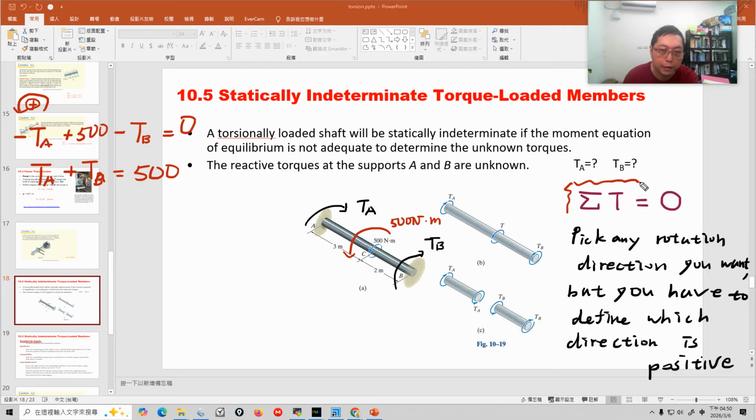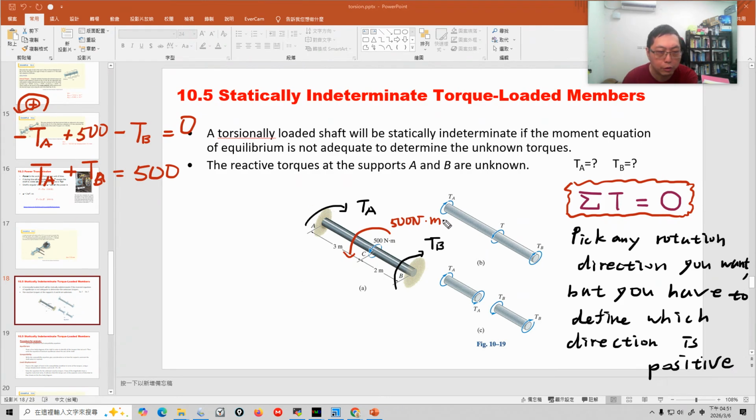After rigid body equilibrium, we only have this one equation, but it has two unknowns, so it is not enough for us to solve TA and TB. We need to find another equation. Like I said, for a statically indeterminate problem, we need to find the constraint of the system. So what's the constraint of the system?